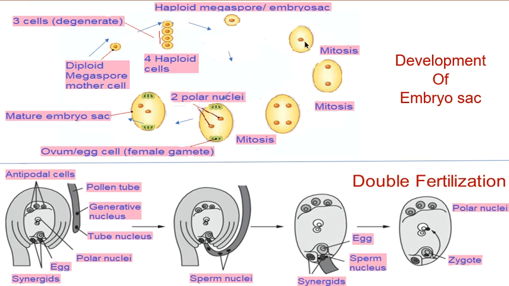It undergoes mitosis, makes two nuclei, then it makes four. Then finally, the ovum egg cell is developed and two polar nuclei are developed. Finally it looks like this, the mature embryo sac. With this embryo sac, the pollen grain is going to fuse. Fine. Now this is the diagram of double fertilization.